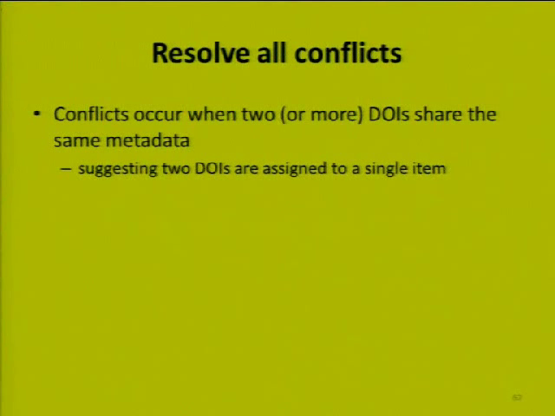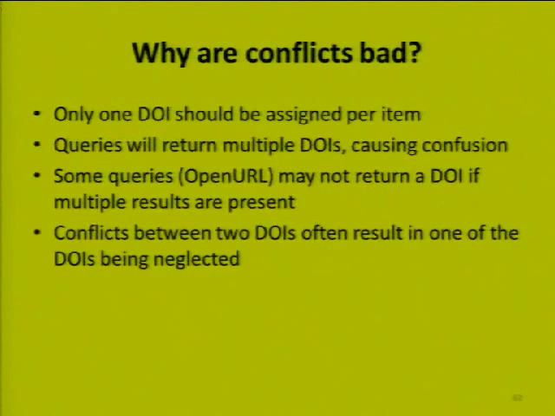Now, Ginny mentioned conflicts. Conflicts are where two or more DOIs share the same metadata. And this happens when somebody mistakenly reassigns a DOI, or sometimes where a journal is transferring and the old publisher still keeps assigning DOIs and registering them, and the new publisher is also registering and depositing DOIs. So conflicts can happen, and the CrossRef system will pick up a conflict like that and produce a conflict report. This causes confusion, and also sometimes the DOI will just stop resolving if there are problems on where it should go.